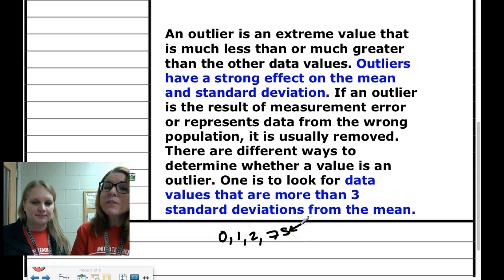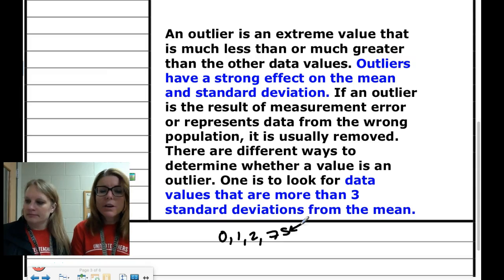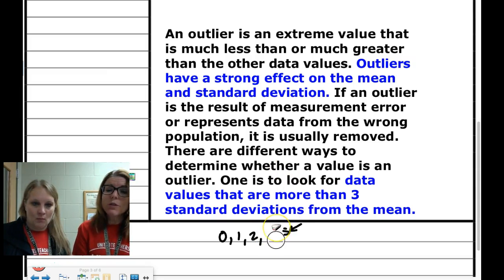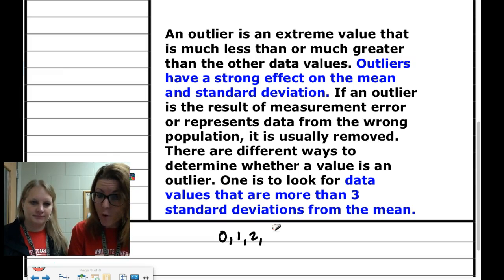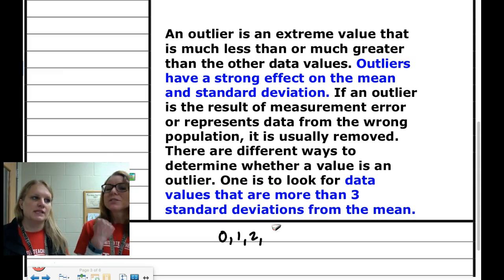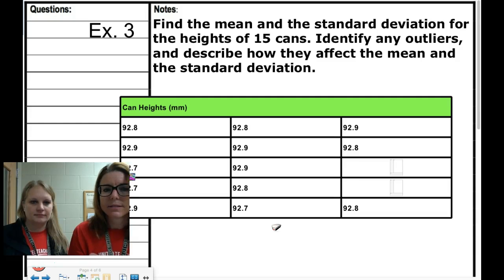So outliers have a strong effect on the mean and the standard deviation. If an outlier is the result of measurement error or represents data from the wrong population, we usually remove it. There are different ways to determine whether a value is an outlier. One is to look for data values that are more than 3 standard deviations from the mean. We're going to talk more about that in class.